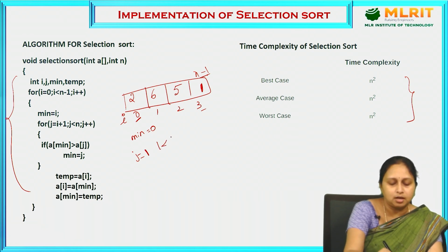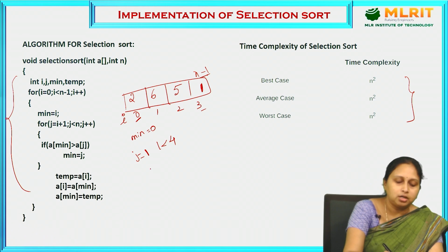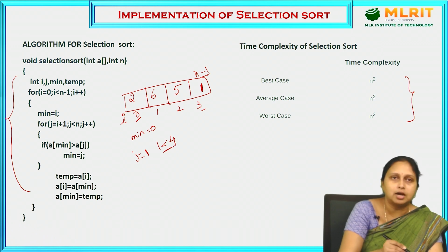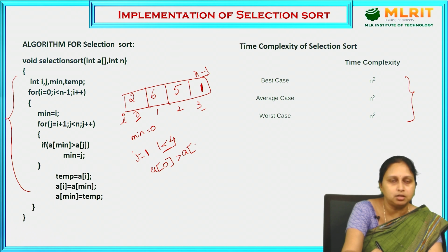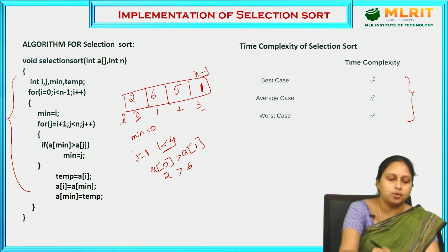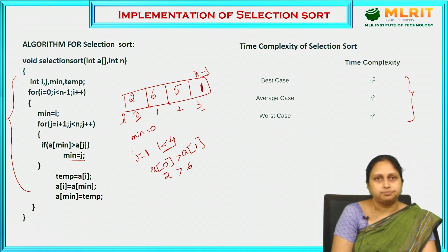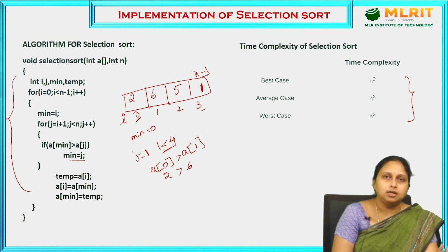n minus 1 is nothing but 4, the number of elements, not n minus 1. n is nothing but the number of elements. Now it will be entering into the loop after the condition is true. A of min, what is the min value? Min value is 0, greater than A of j, j is nothing but 1. 2 is greater than 6? No, 2 is not greater than 6, that is why this change won't occur. Now again the loop will be incremented.